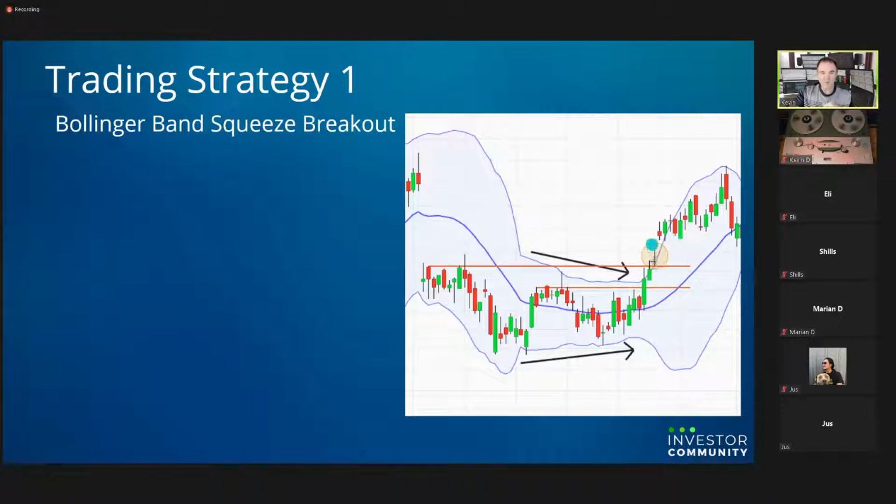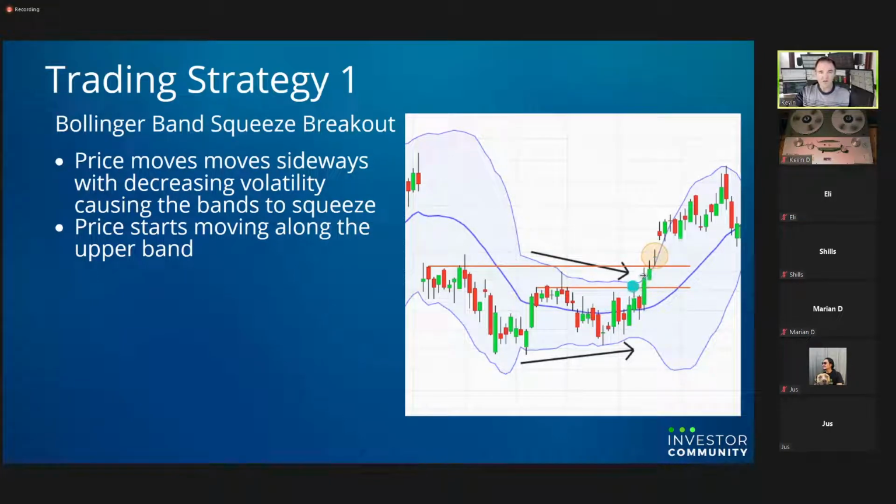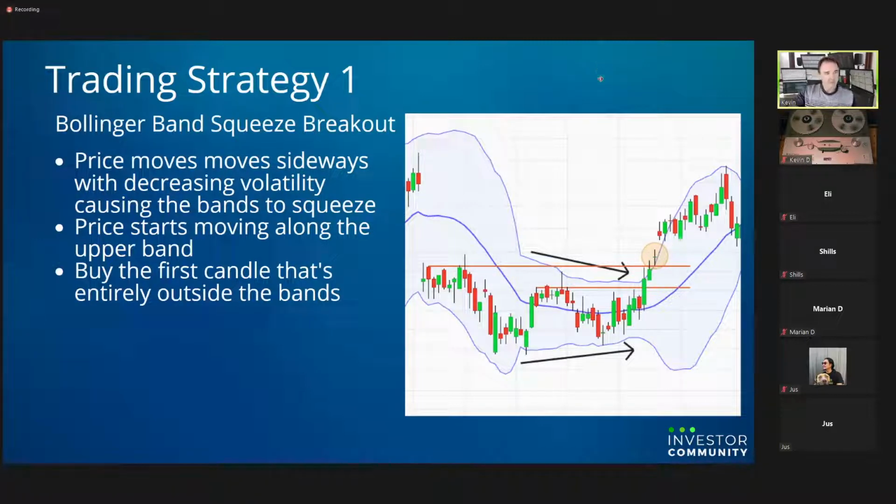And when you finally get this candle outside the bands, you want to look intraday and get into the trade somewhere in there. Okay, so we can see the price is moving sideways with decreasing volatility. It's causing these bands to squeeze together. Look at how much volatility had been in the bands before, squeezing together. And price starts moving up along the band here, right? And you can see the band in a way is kind of acting as resistance on the way up. Like I said, you buy this candle, this highlighted candle, the first one that is entirely outside the band.